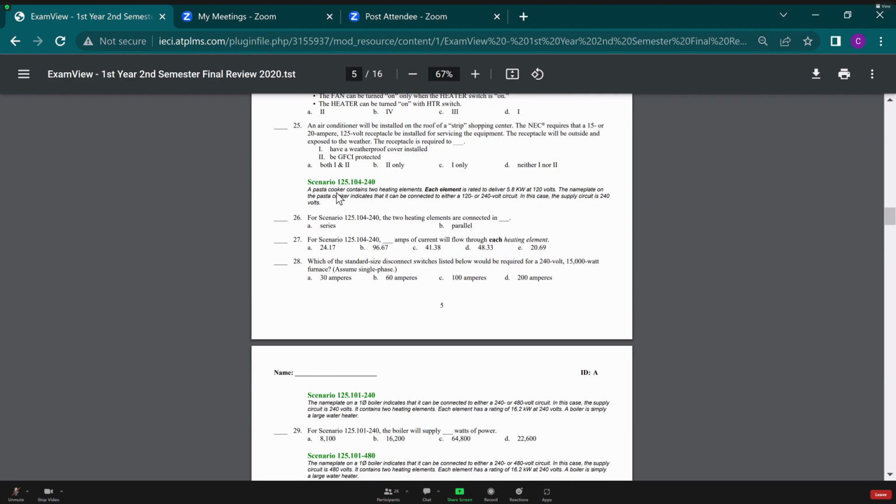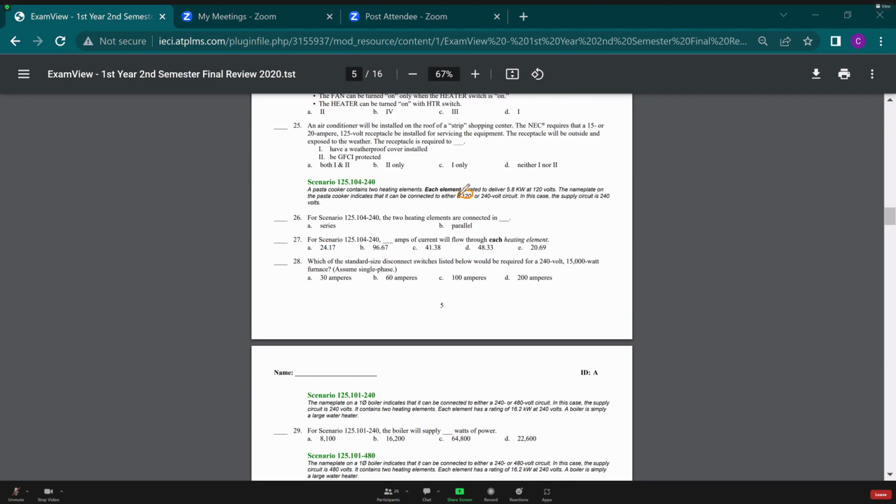But let's take a look at what this is actually asking. A pasta cooker contains two heating elements. Each element is rated at 5.8 kilowatts at 120 volts. The nameplate on the pasta cooker indicates that it can be connected in either 120 or 240. When it has this dual voltage rating here, 120 is our parallel connection.